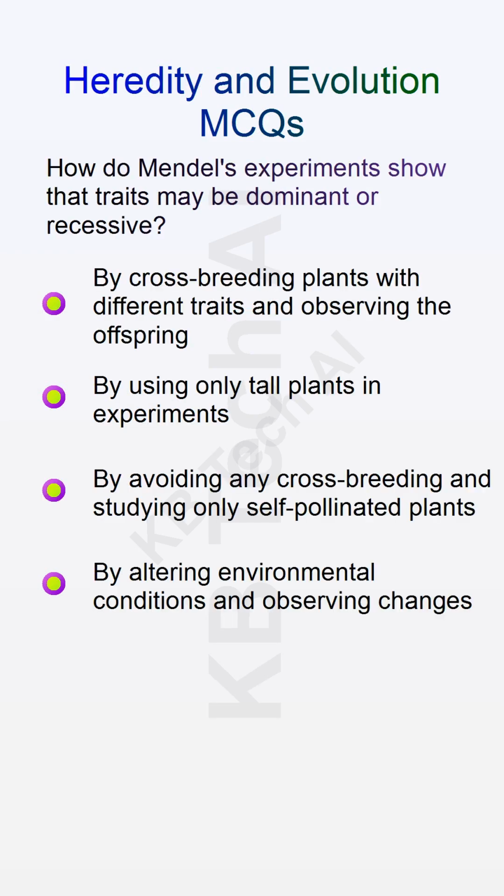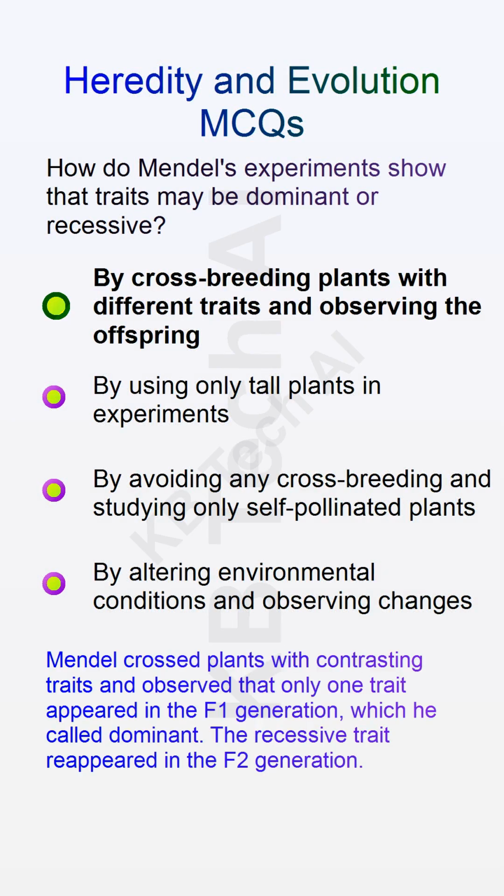How do Mendel's experiments show that traits may be dominant or recessive? Option 1, by cross-breeding plants with different traits and observing the offspring. Option 2, by using only tall plants in experiments. Option 3, by avoiding any cross-breeding and studying only self-pollinated plants. Option 4, by altering environmental conditions and observing changes. The answer is option 1, by cross-breeding plants with different traits and observing the offspring.